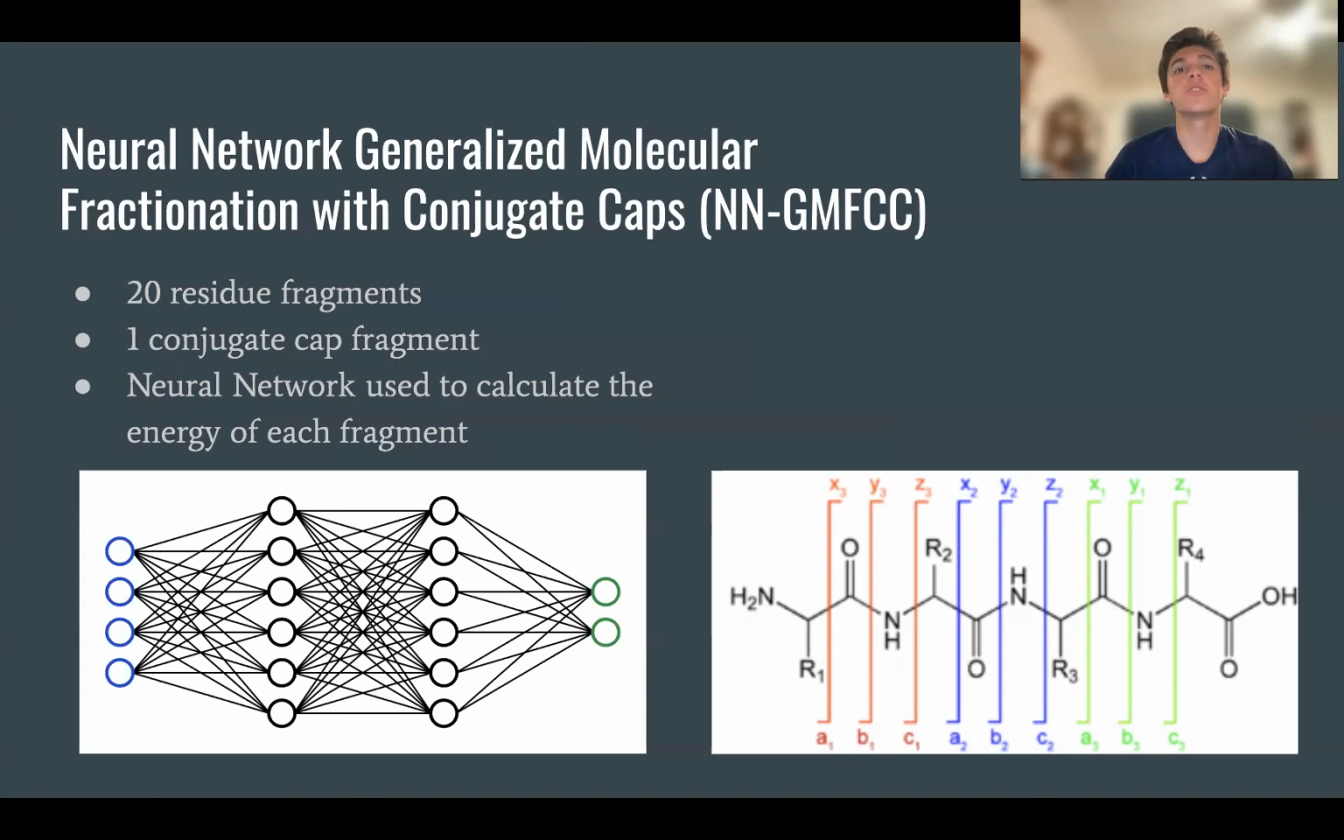The protein is divided into 20 residue fragments and one conjugate cap fragment. Machine learning methods, specifically neural networks, are used to calculate the total energy of protein fragments. The study demonstrates that NN-GMFCC yields results that accurately match those from previous fragment-based quantum mechanical approaches in orders of magnitude less computation time.